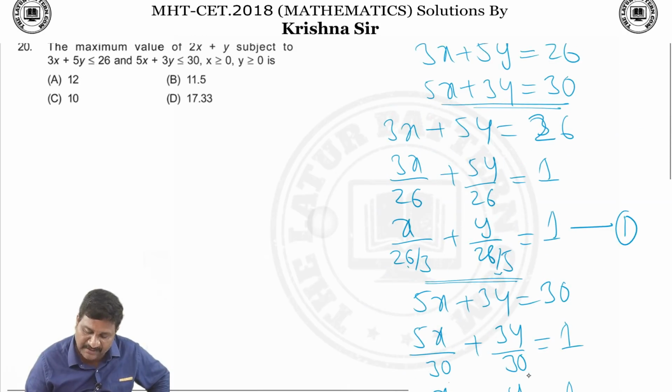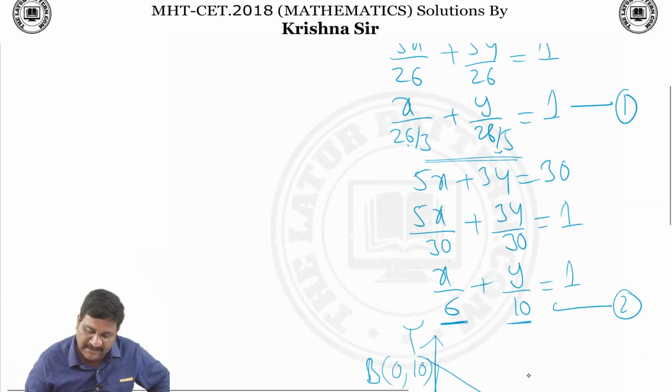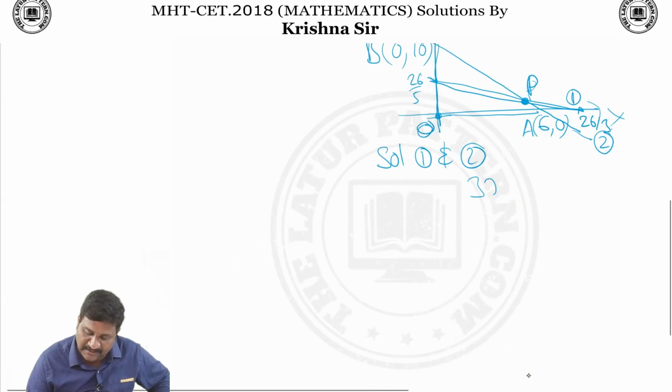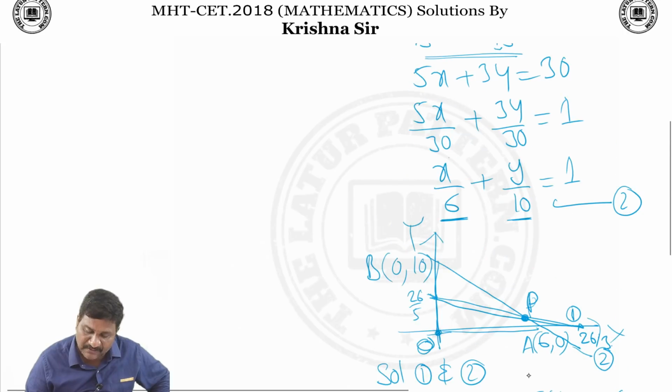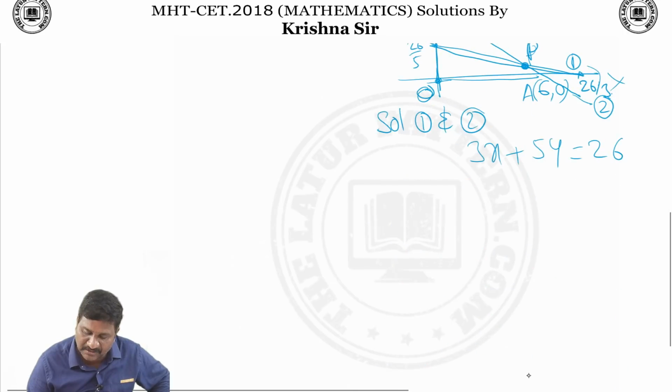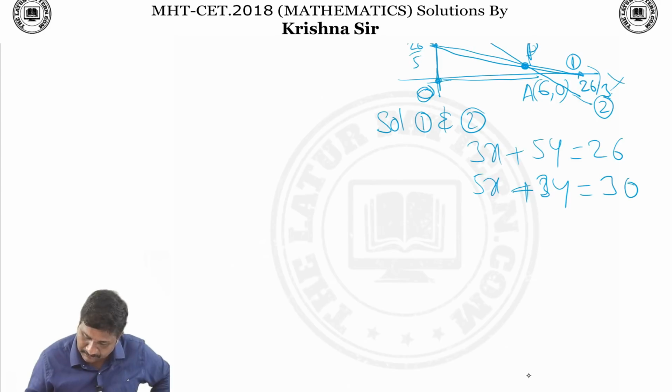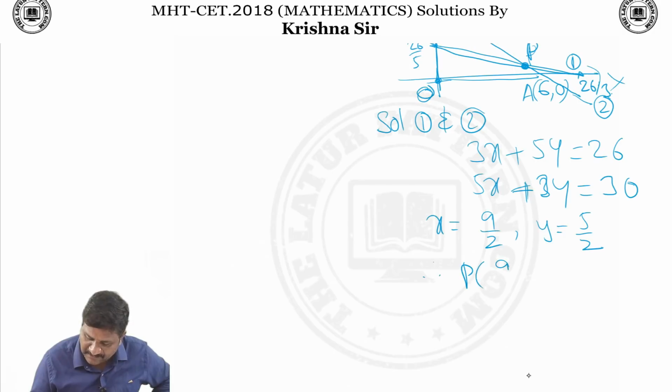Equation 1 is 3x plus 5y is equal to 26. Equation 2 is 5x plus 3y is equal to 30. Now by solving 1 and 2, x is equal to 9 by 2 and y is equal to 5 by 2. Therefore P point is (9/2, 5/2).